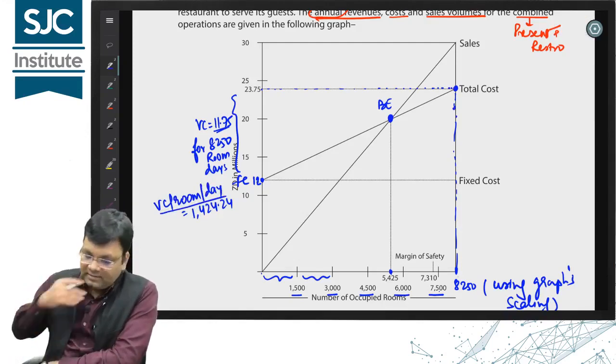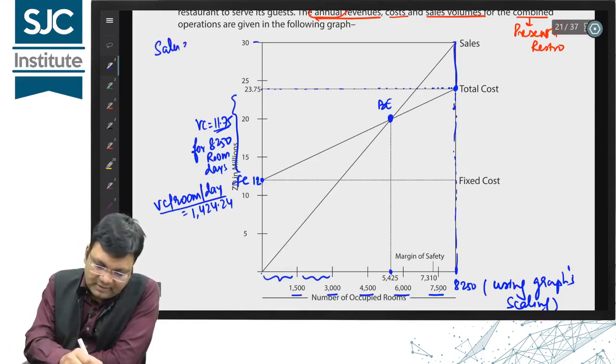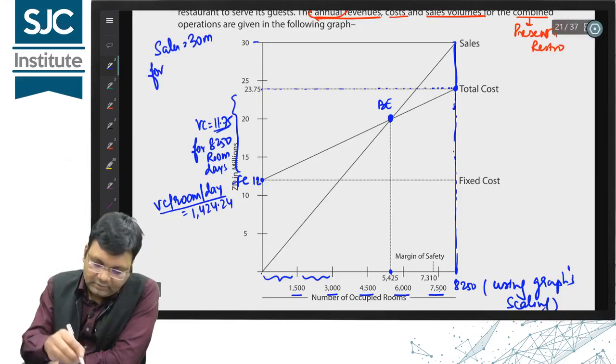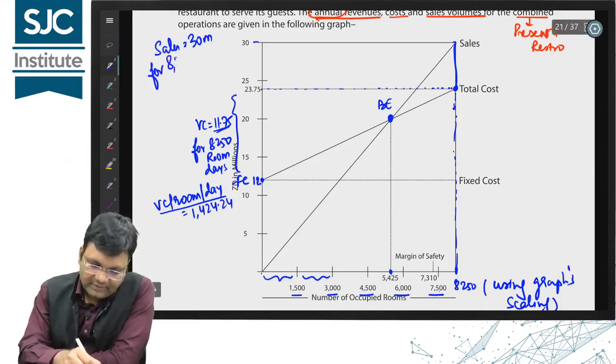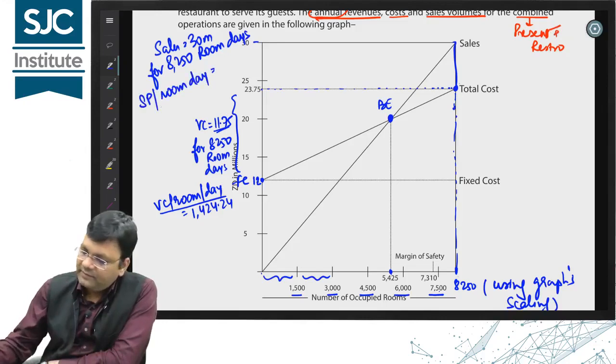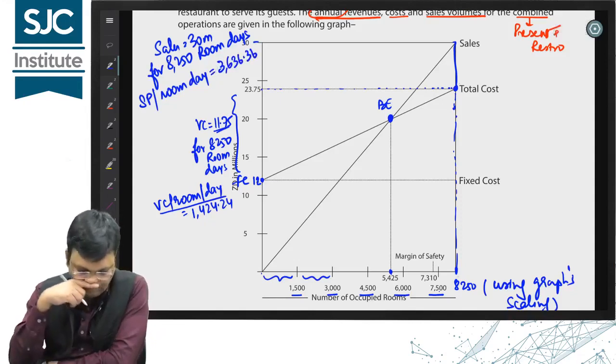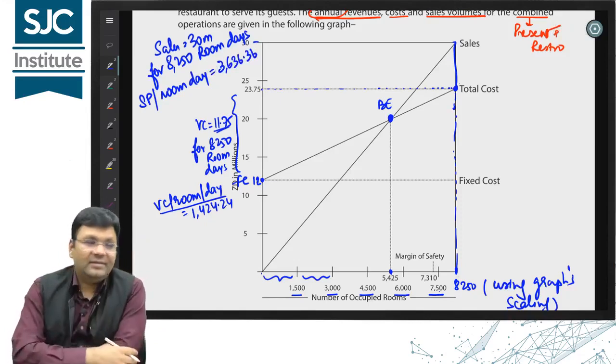$1424.24. Similarly, the sales of 30 million is also given for 8250 room days. So selling price per room day will be 30 million divided by 8250, which is 3636.36.